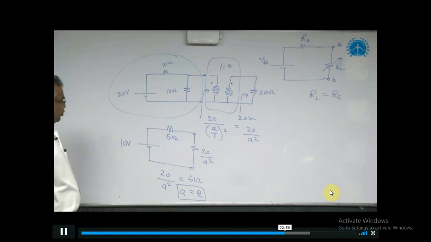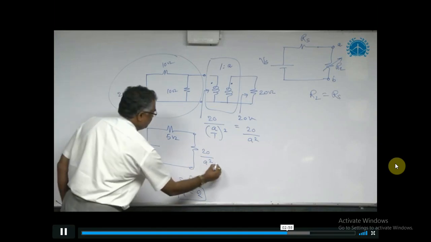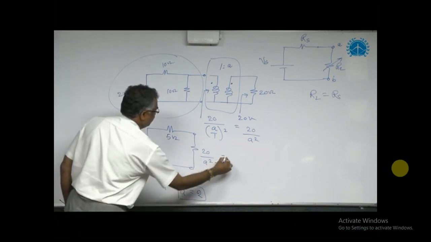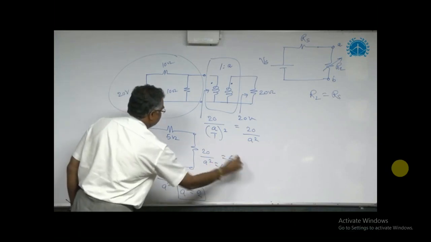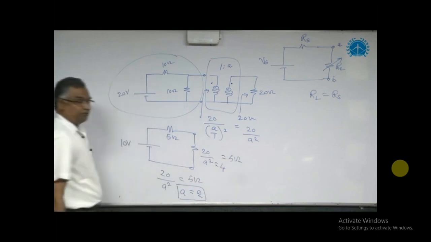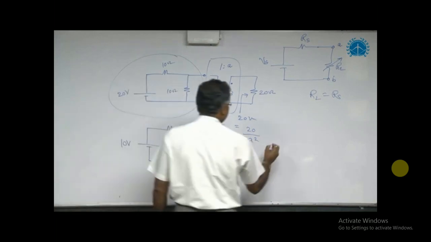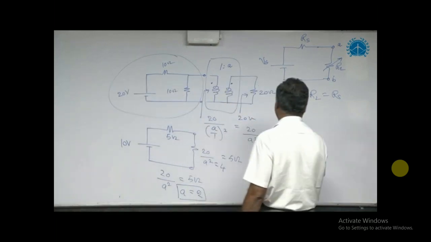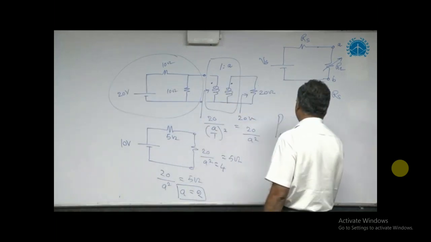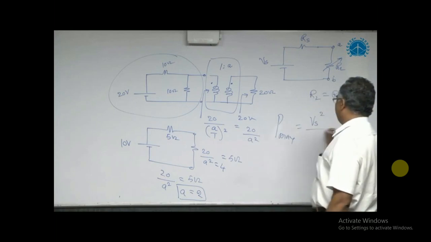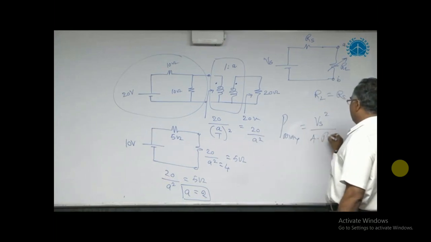Once A is known, 2 A square becomes 4. 20 by 4 is 5 ohm. So 5 ohm is satisfied, and maximum power is transferred. And also, what is the maximum power transferred? There is a direct formula. Maximum power transferred is Vs square by 4 into RL.